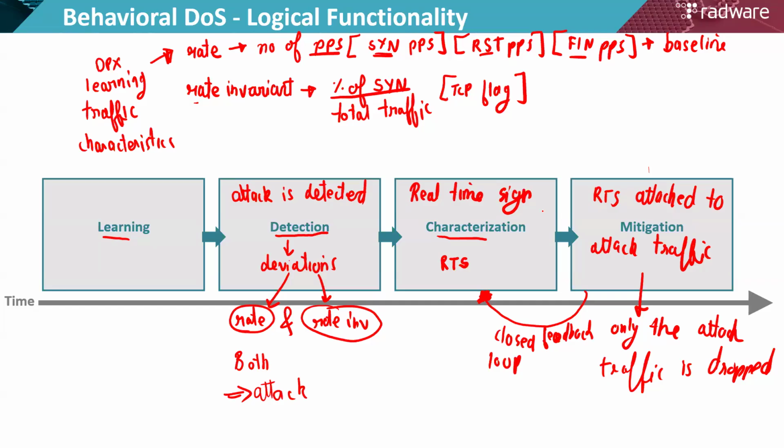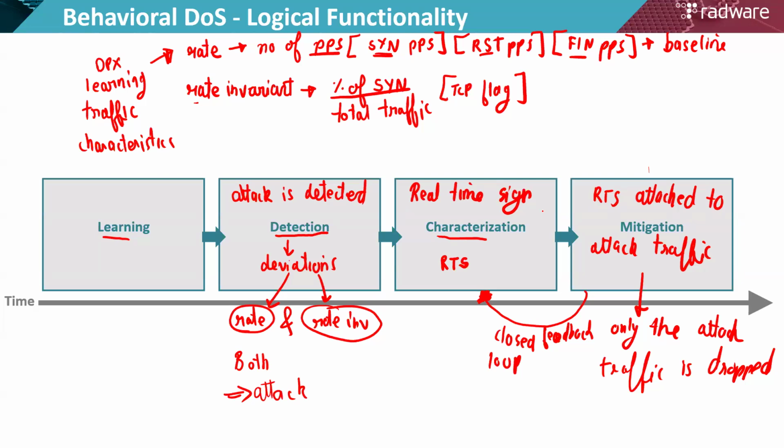So these are the four phases. I'll just repeat once more as a summary. During the learning phase, that is during peacetime when there is no attack, Defense Pro is learning traffic characteristics. It primarily calculates two things: the rate part, which is the number of packets per second.